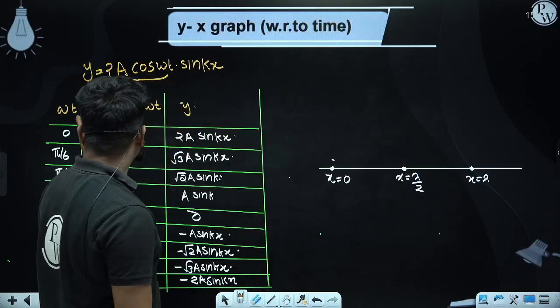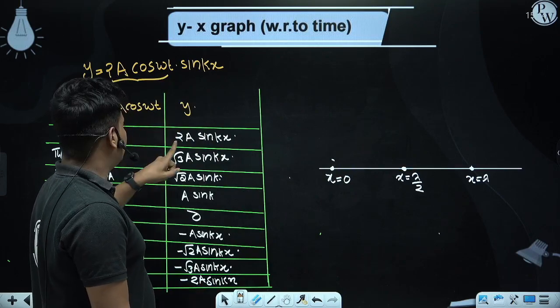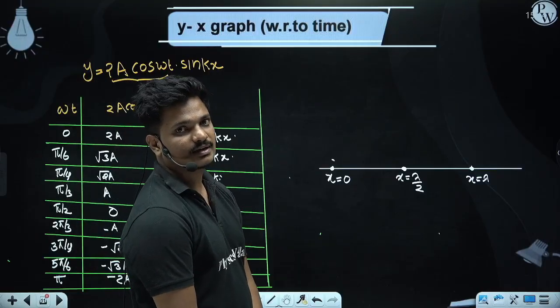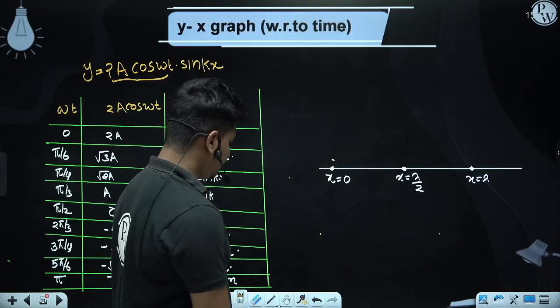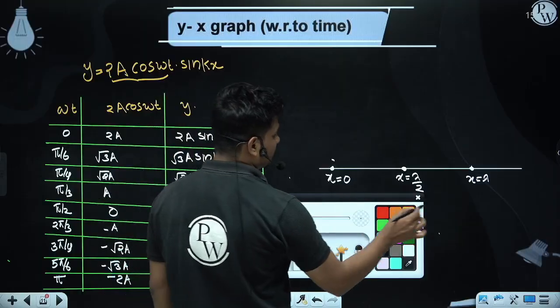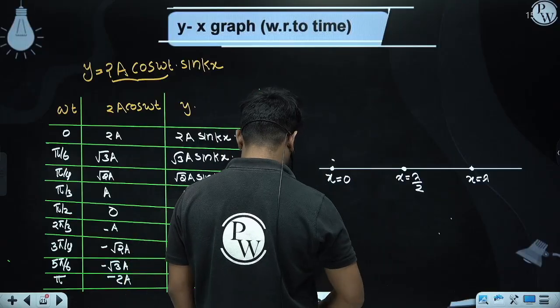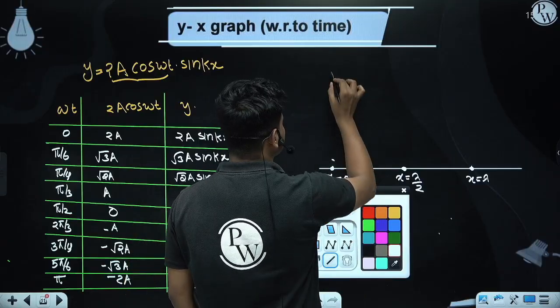Then at time equal to 0, what happens? Our displacement equation is 2a sin kx. How can we draw the sine graph? 2a sin kx, students, how can we draw it? Like that. Just draw this one also.